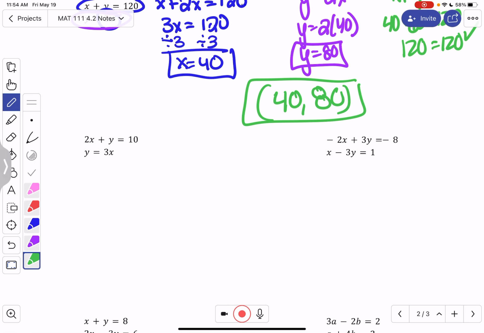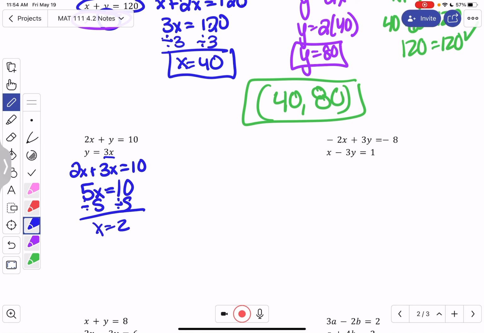You try the next one. We already know that y equals 3x. So I'm going to substitute that into the first equation. Combine like terms. 2x plus 3x is 5x. Divide both sides by 5. I get x equals 2.